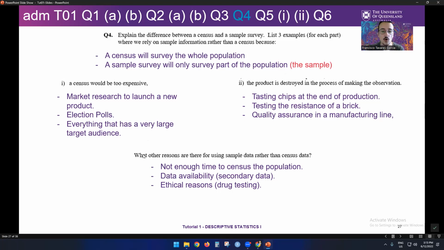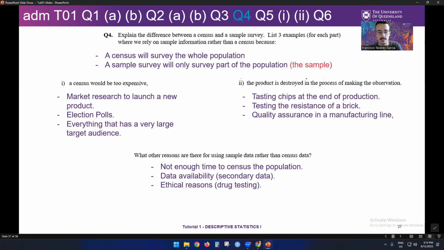And in the end, all the things that we're not touching on here too. Not enough time to census the population. Sometimes, as I mentioned in the poll, you need a quick result, or it could be too expensive, or sometimes, even if you're able to measure election polls one month before, you probably want another one because people change their mind after the campaigns. They launch a new campaign. So this is one thing.